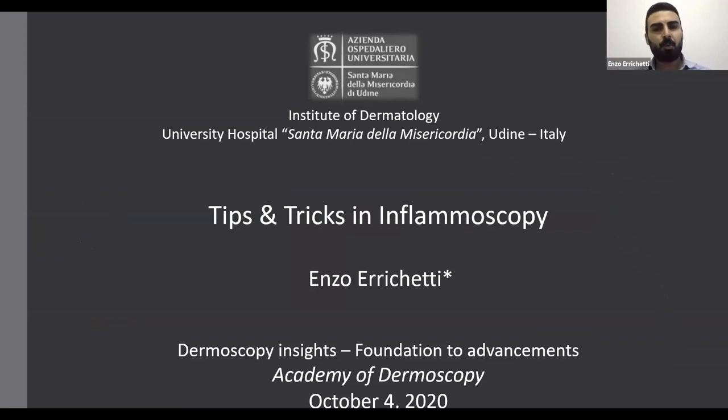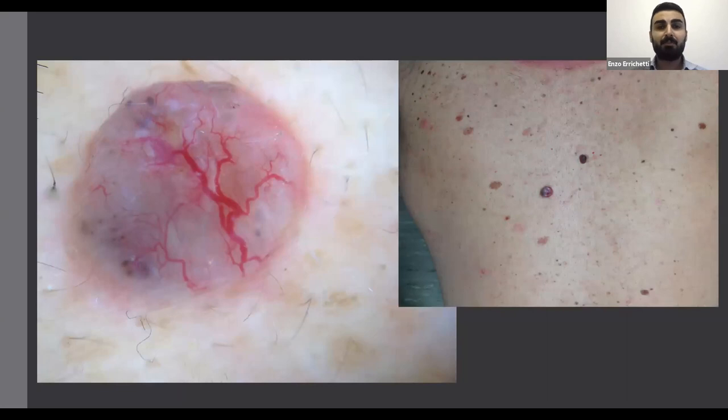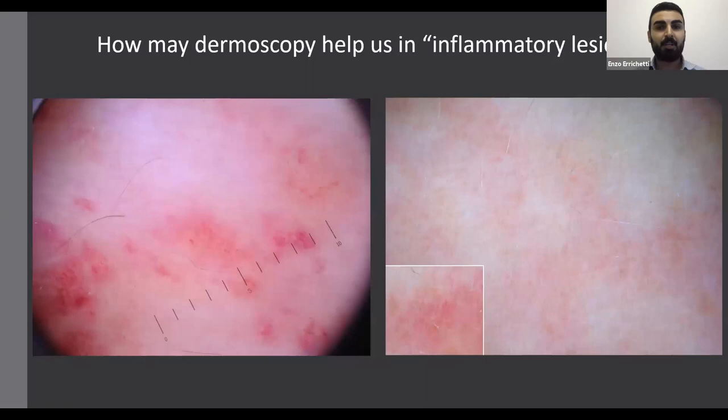So I'm going to talk about tips and tricks in inflammoscopy. But before talking about inflammatory conditions, I would like to share this image. Of course, this is a tumoral lesion, and I think we can all make the diagnosis from this dermoscopic image without seeing the clinical picture. Here we have focused branching vessels, non-aggregated dots and globules, and white streaks. Of course, this is a basal cell carcinoma, and the clinical image is consistent with this dermoscopic diagnosis. This shows that in tumoral lesions, dermoscopy may be very, very specific, but things change in inflammatory conditions.